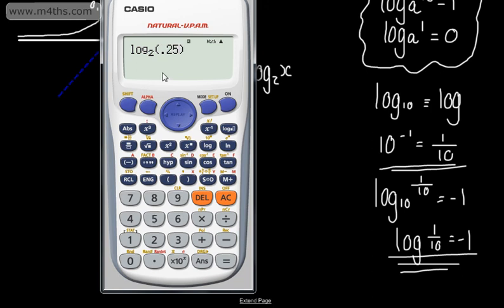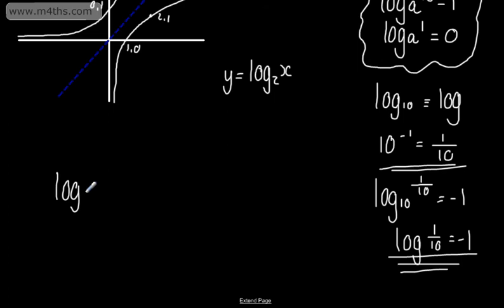Right, log to the base 2 of 0.25. This is quite nasty, quite tricky. If you want to go at it, and then I'll show you how we get the answer. Okay, the answer should be negative 2. The reason being, if we take this, this is log to the base 2 of 1/4. So what we want to do is find the power 2 is raised by to get 1/4.